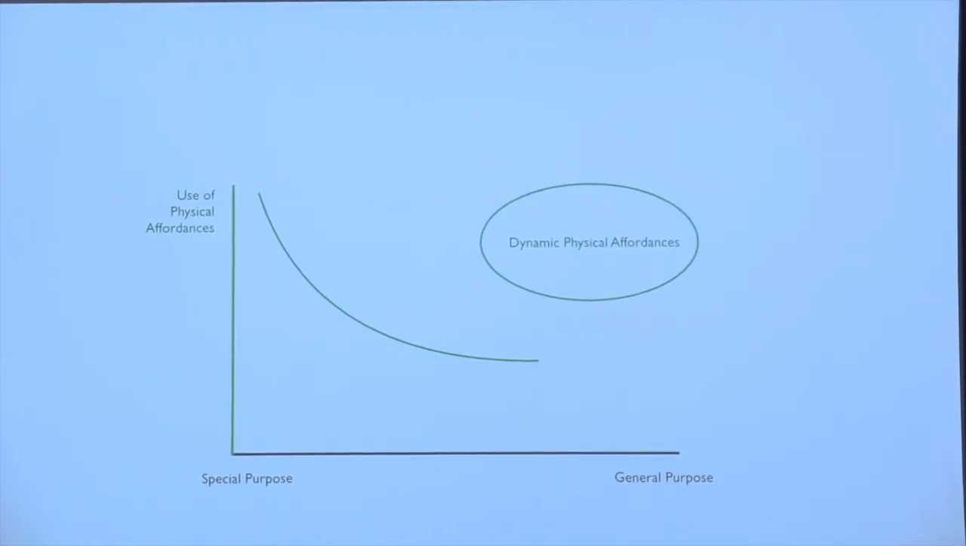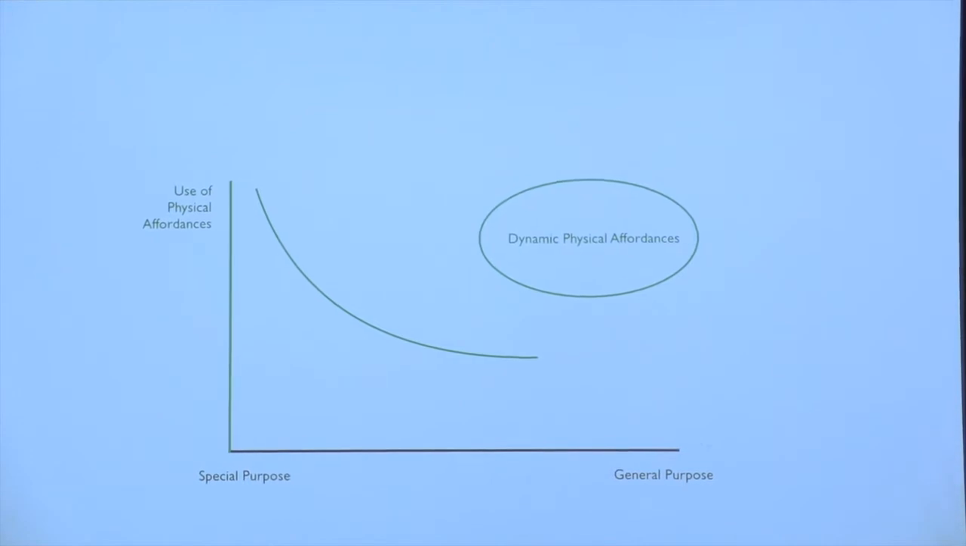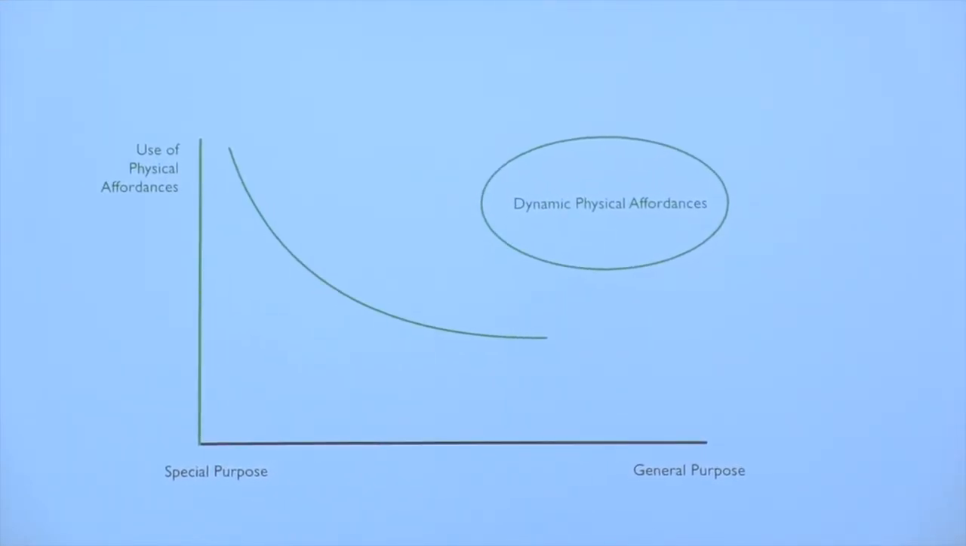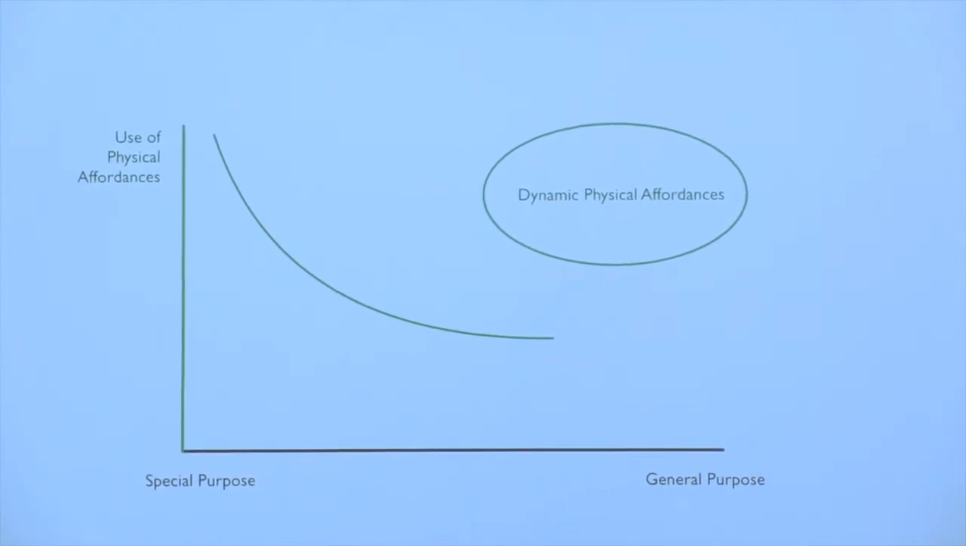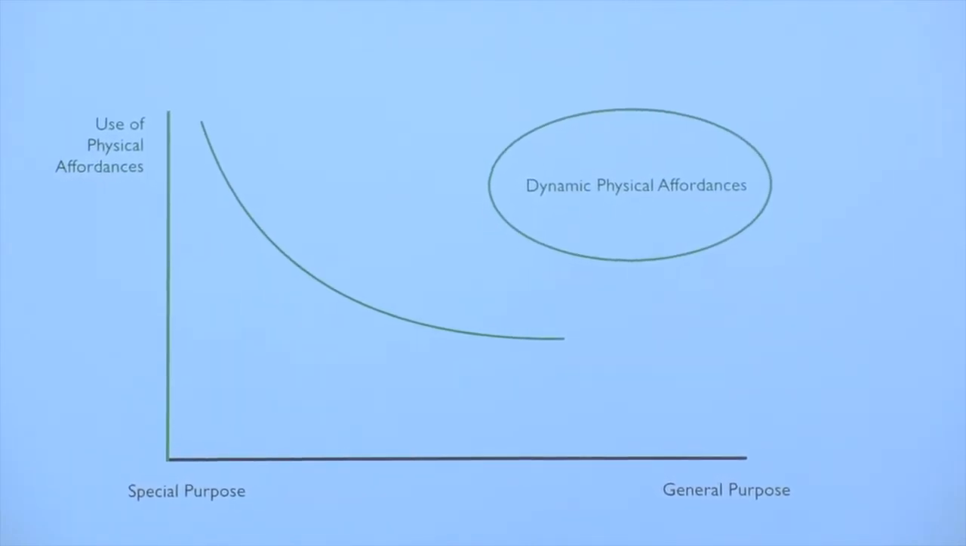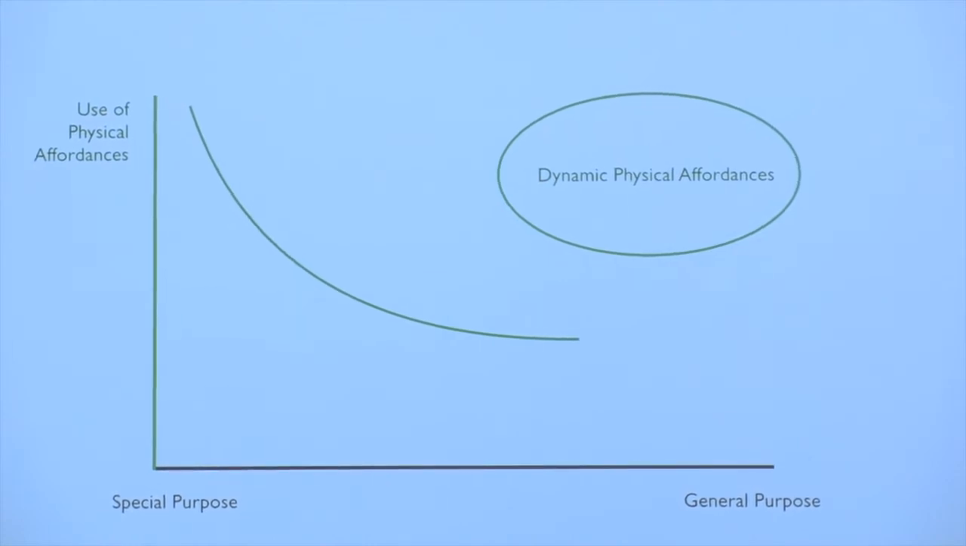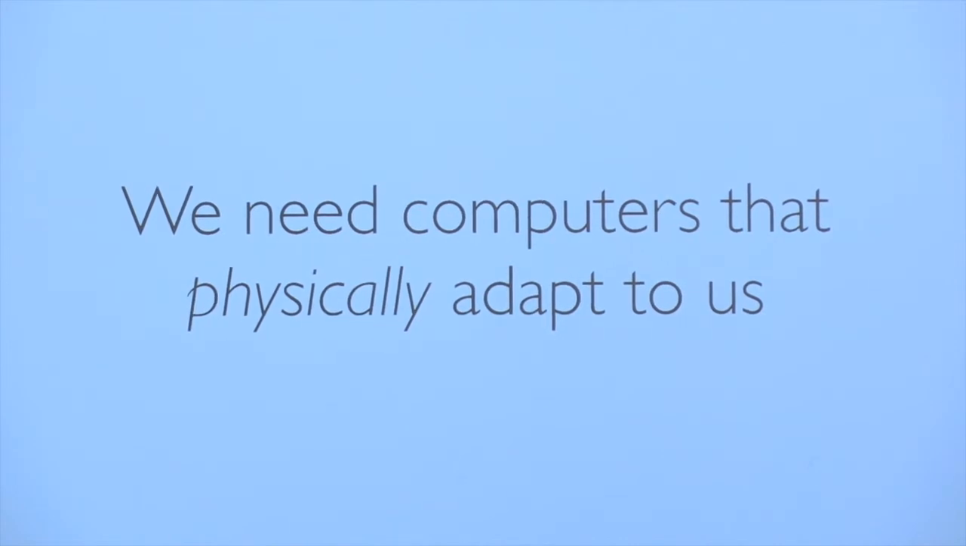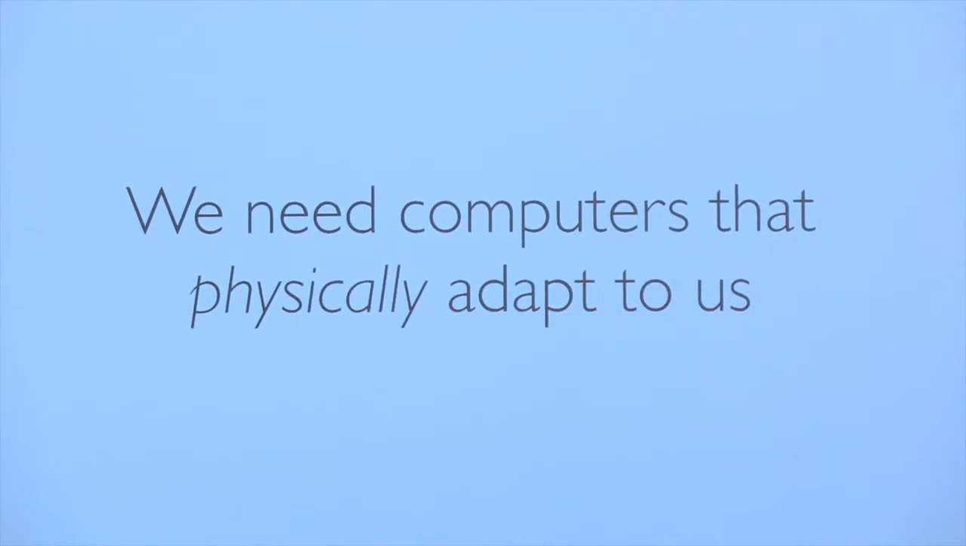is really trying to think about, could there be another alternative where we could have dynamic physical affordances, where we could have general purpose devices, but still have really rich use of physical affordances. So my belief is that we need computers that can adapt to us physically. So not only can they adapt the applications that you want to run, they can also adapt their physical form.